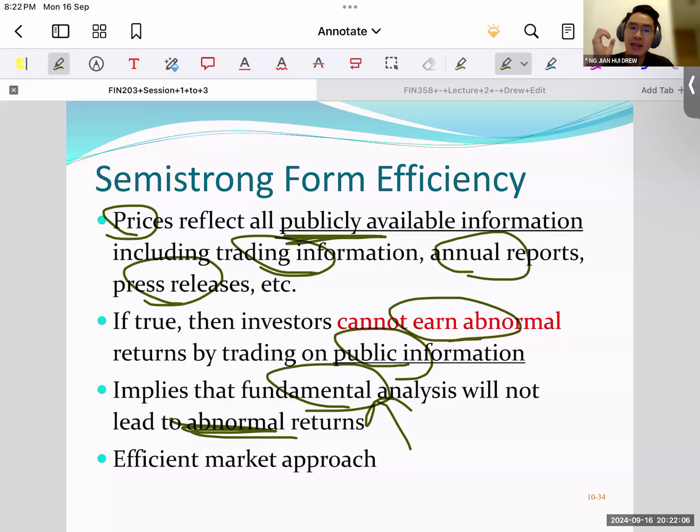So it means that if it's semi-strong form, because the market includes all the public information already, if you do this kind of ratio analysis, it will not give you any abnormal returns because it's already all priced in, right? And so if it's semi-strong, this is considered an efficient market, right? If you do fundamental analysis, use ratio analysis, there will be no abnormal returns that you can gain from it.